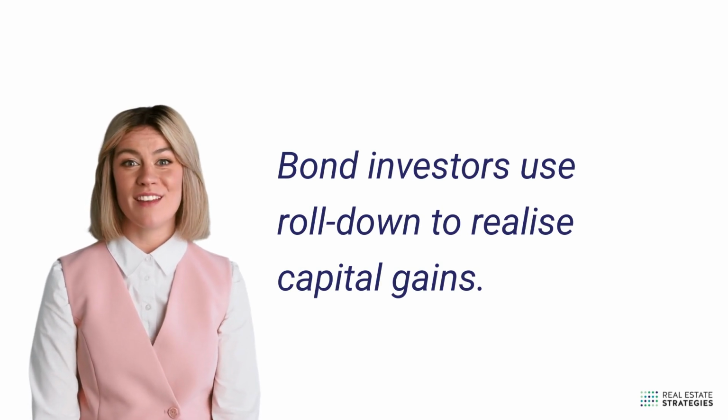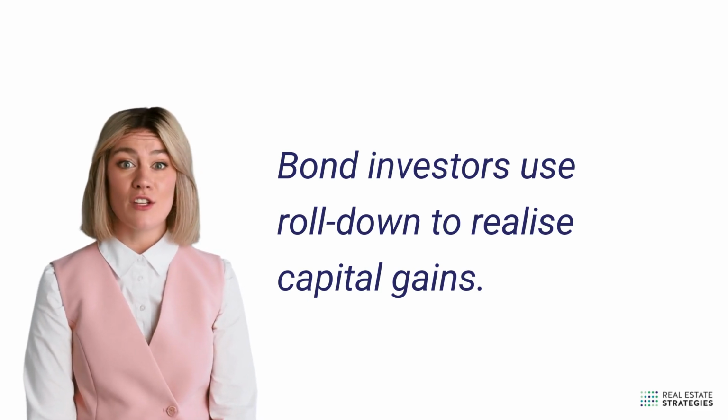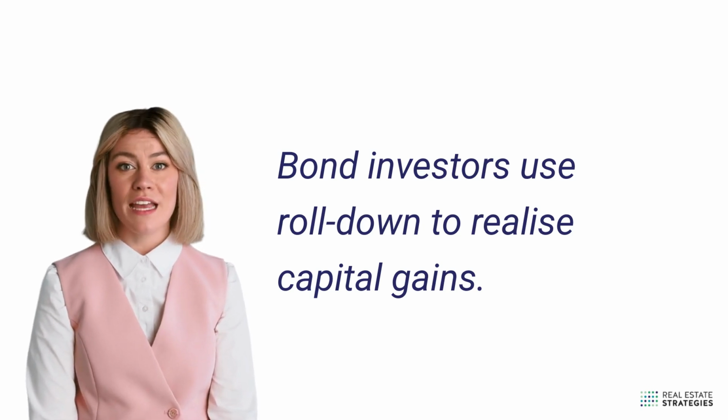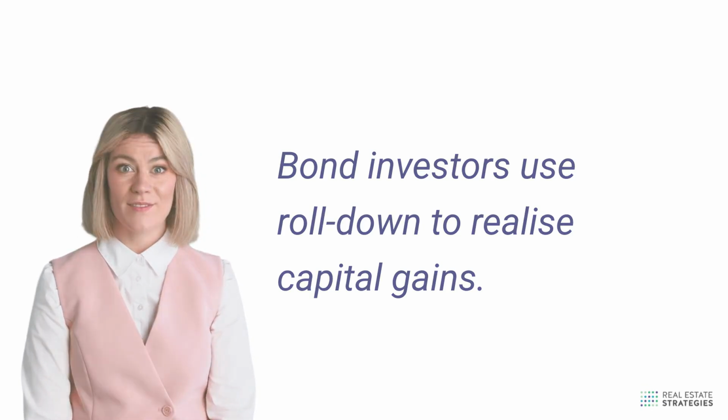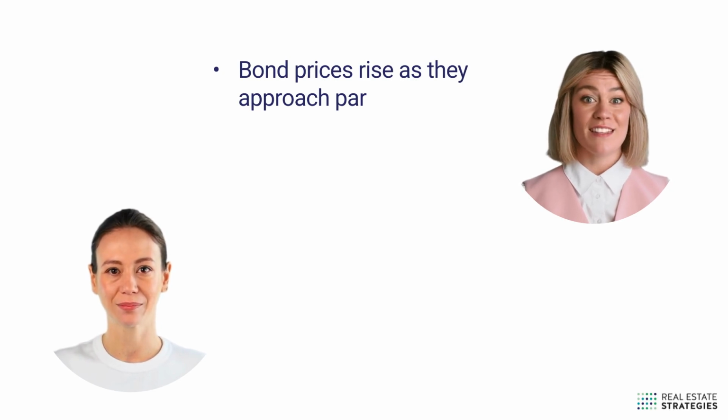For example, many use a strategy called roll down. They buy long-duration bonds and sell them as they approach maturity, harvesting capital gains as yields fall. That's because bond prices often rise as maturity shortens. They pull to par. Exactly.